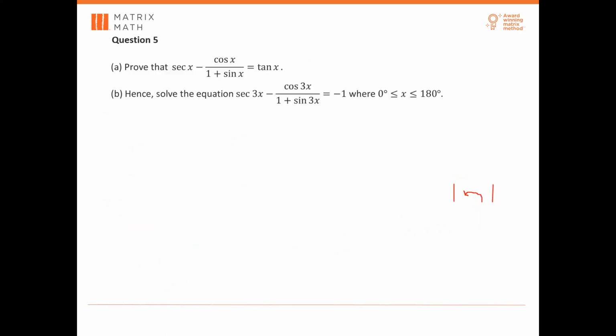Okay, question 5. So this is a proving question. So you have to use your formula sheet as and when necessary. Okay. So you're going to prove, right? You're going to take the left-hand side and work your way through till you get the right-hand side. Okay. So this is how it goes.